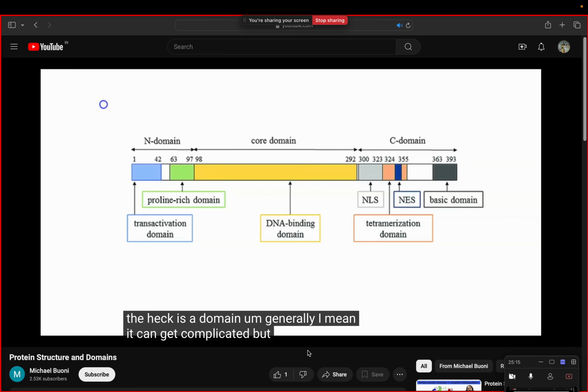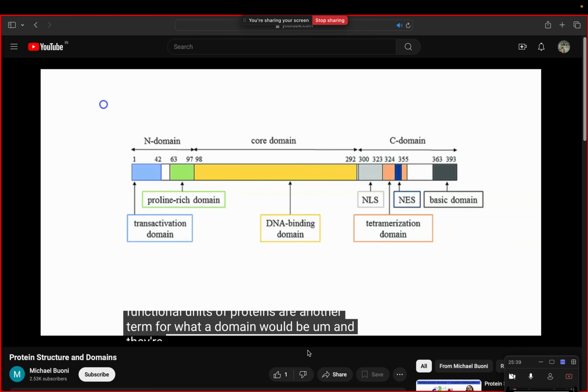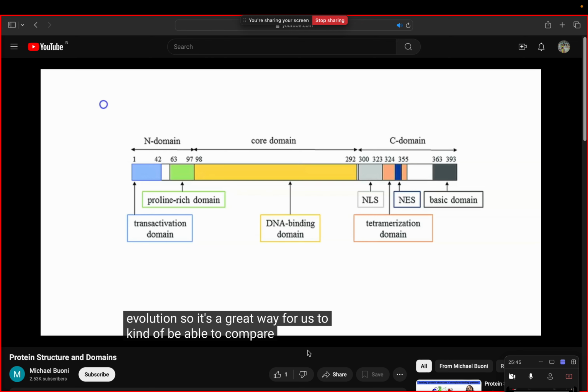Generally, it can get complicated, but keeping it simple, it's basically a segment of a protein that can fold on its own and work independently from other parts of the protein. The structural and evolutionary and functional units of proteins is another term for what a domain would be. And they're also homologous segments in evolution. So it's a great way for us to compare different proteins that might all have a domain that does a certain thing. So domains are basically units of structure and also in essence function of a protein.